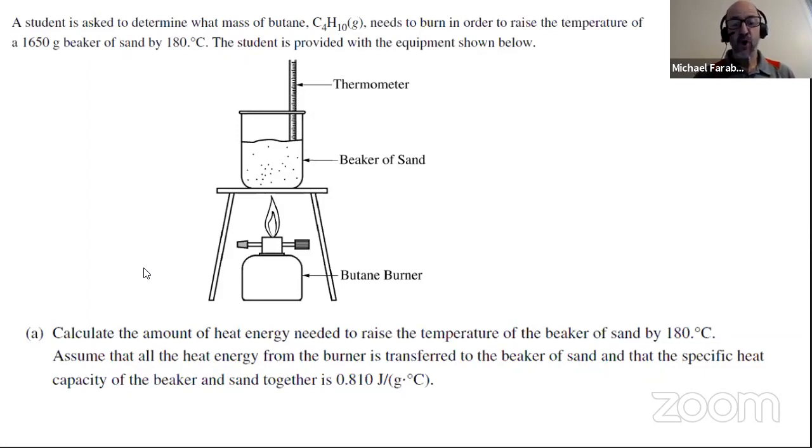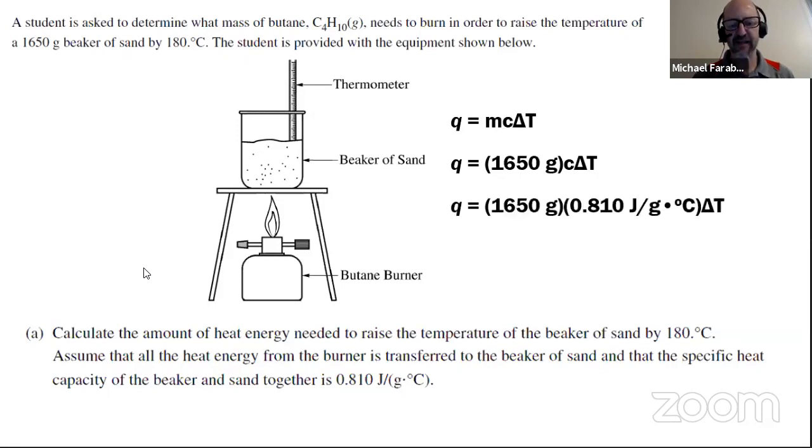We're going to use the equation for calorimetry, which I think you are familiar with, but if not, I'll go ahead and give it to you. Q, which is our heat, equals mcΔT, where m is the mass of the object that is being heated, C is the specific heat capacity of that object, and ΔT is the change in temperature. So we are given a 1,650 gram beaker of sand. We are also given that the specific heat capacity of this beaker and sand is 0.810 joules per gram degree Celsius. And they want us to raise the temperature by 180 degrees Celsius.